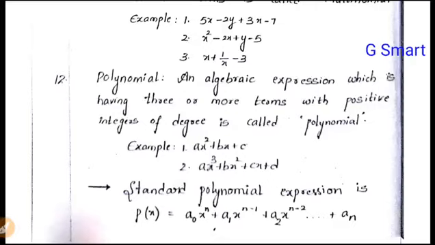Next, standard polynomial expression: P of x is equal to a naught into x power n plus a1 into x power n minus 1 plus a2 into x power n minus 2 and so on, up to an. Here the coefficients are increasing and x powers are decreasing. That is the shortcut for remembering. Here a0, a1, a2, a3, an are called coefficients of the polynomial and the degree of the polynomial is n. The coefficient of the highest degree term should not be 0. If the coefficient of the highest degree term is 0, then there is no polynomial.